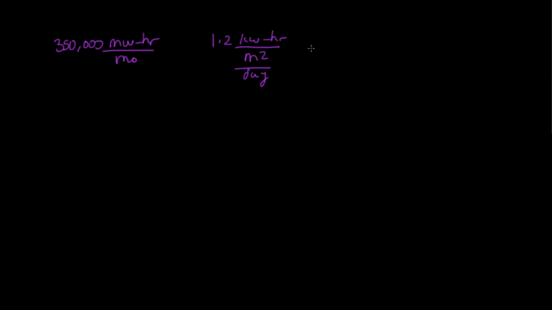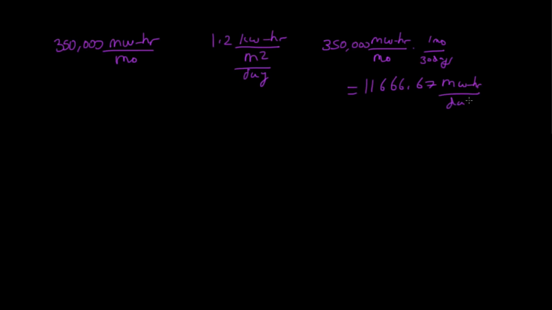We want to manipulate these units so that they have the same units. Let's go ahead and do that. So let's see, start with this one first. So 350,000 megawatt hours per month. I'm going to change that to days. So I need 1 month here, 30 days here. This equals 11,666.67 megawatt hours per day.